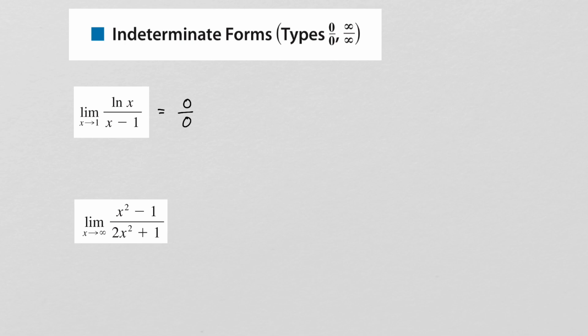Please understand that this limit is not 0 divided by 0 literally. It is something that is getting close to 0 divided by something else that is getting close to 0. And what we want to know is, what does this equal? Well, it could be anything. So as you'll see as we go through examples, sometimes this answer will be 0, sometimes it will be infinity, and sometimes it will be some other number.